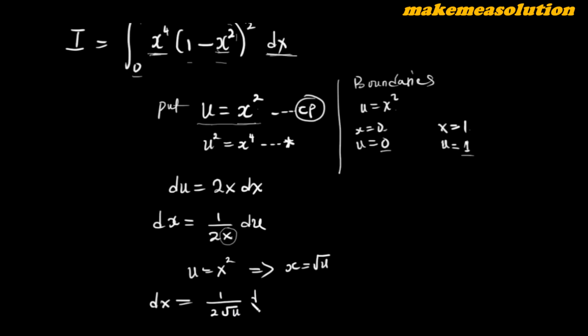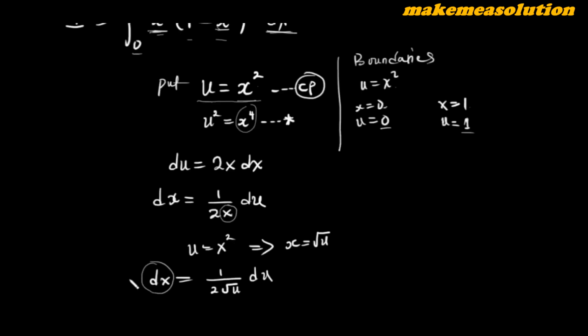And you now have what? du. So we have this over here. We have x to the 4 over here. And we have x squared over here. So let's change the integral.